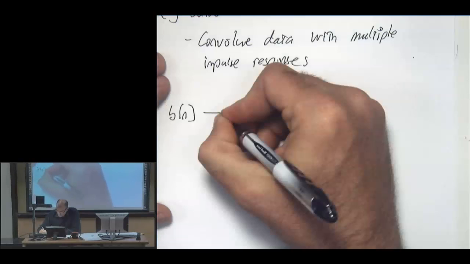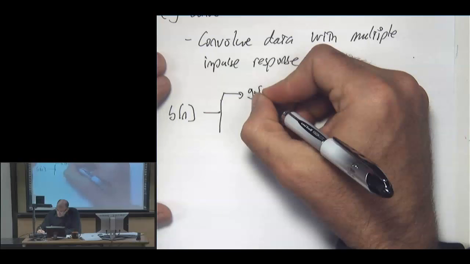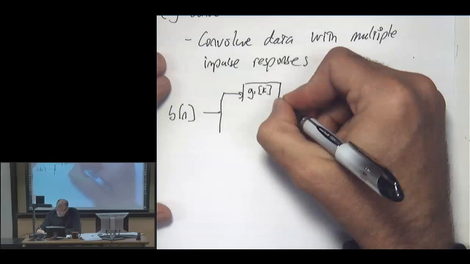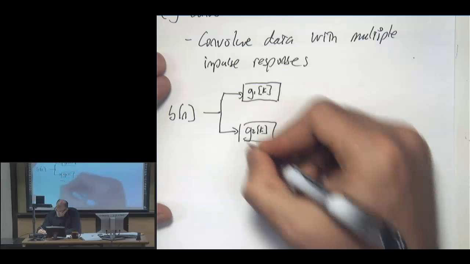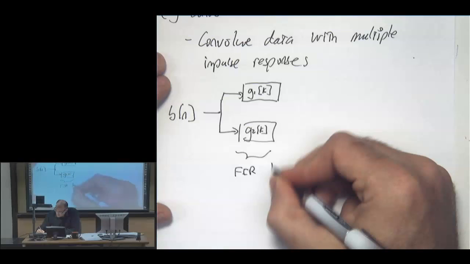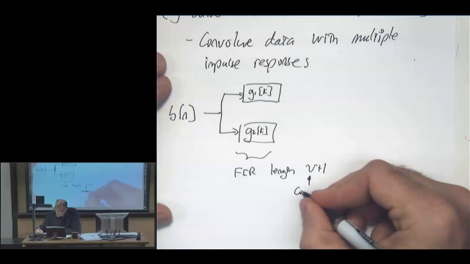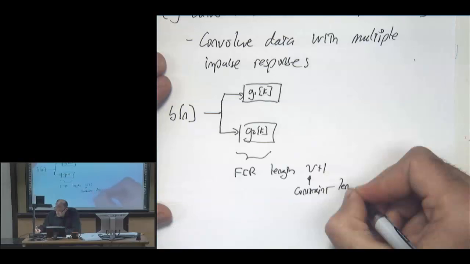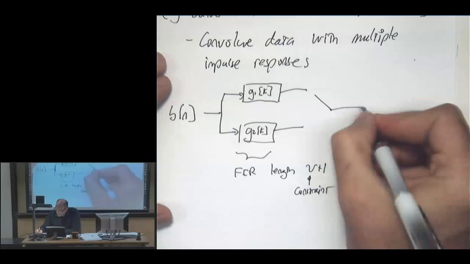Suppose I had a bit sequence b[n]. I take this bit sequence, and I'm going to filter it by an FIR filter g1[k] here. I'm going to do all the filtering in the binary field. And I'm going to filter it by another filter g2[k] here. So these are, let's say, FIR filters of length nu plus 1. Nu is usually the constraint length. It's the amount of memory. So I just do that convolution, and then at the output here, I just interleave the outputs.